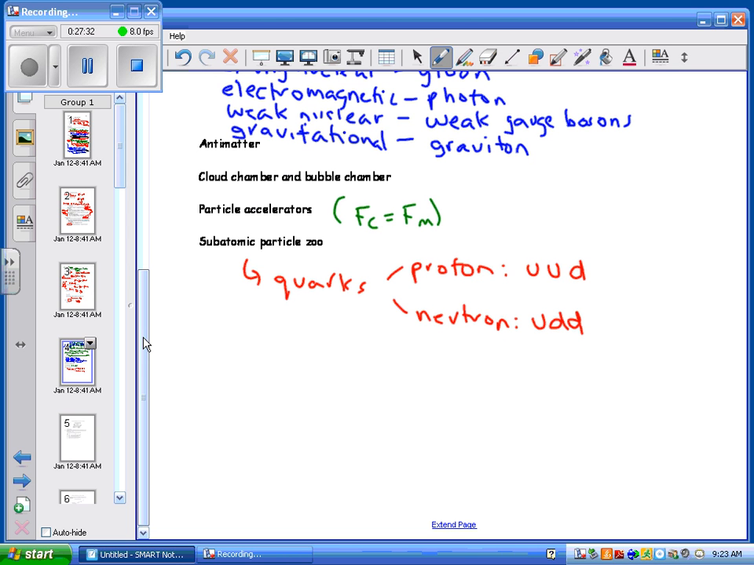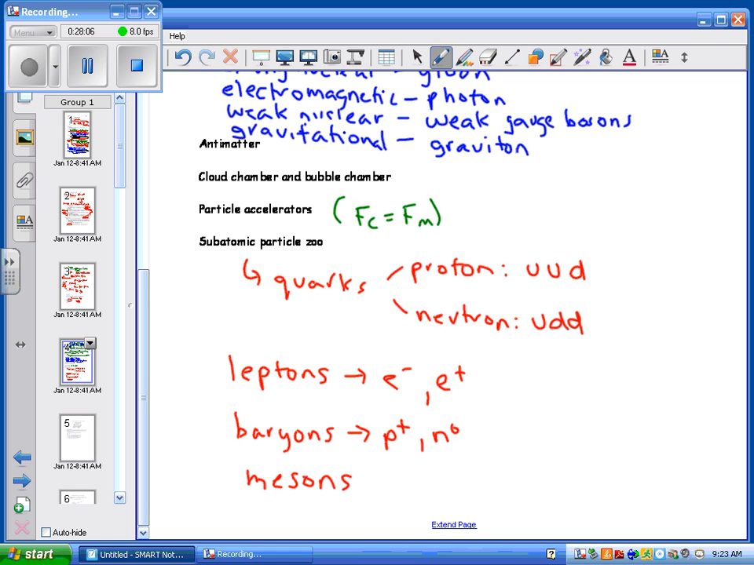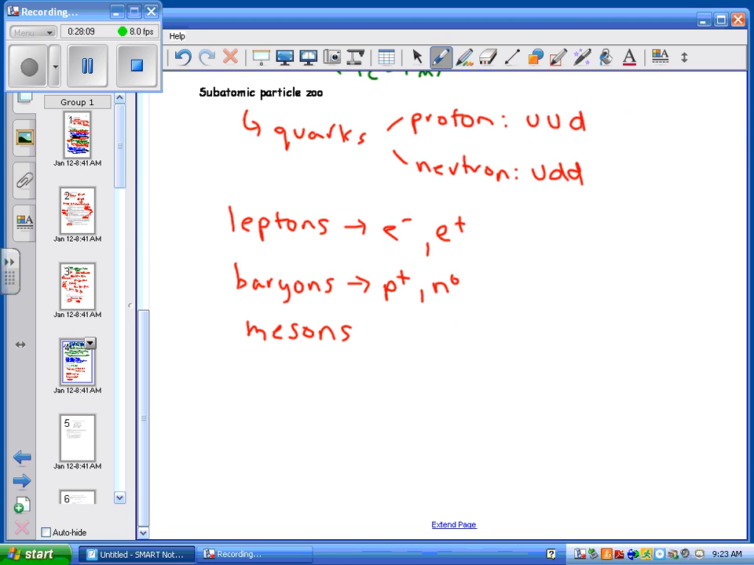And then just a few other things in there. Electrons are leptons. There's all these different names for the families of particles. So leptons include electrons and the anti-electron, etc. Baryons are where the protons and the neutrons fall. And then there's another particle called a meson, which is part of a bunch of different particles named with Greek words. Baryons and mesons are part of the hadron family.